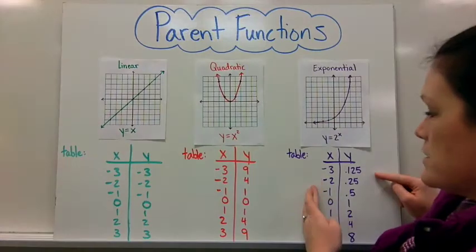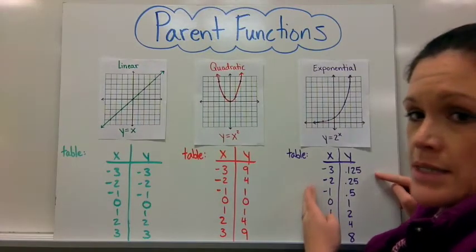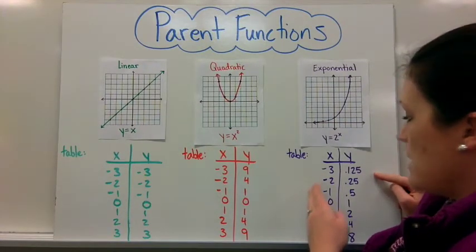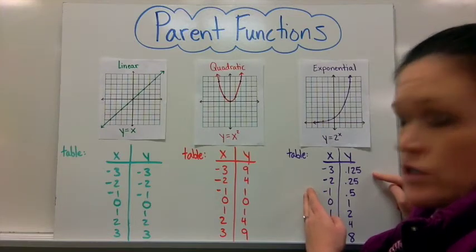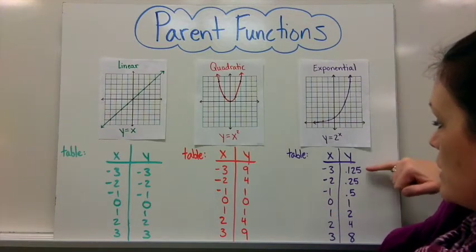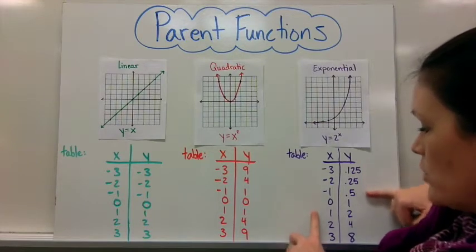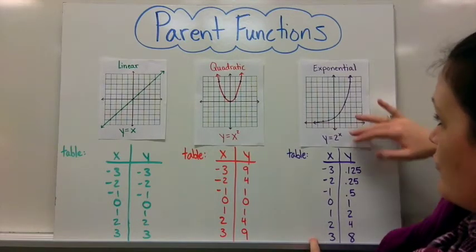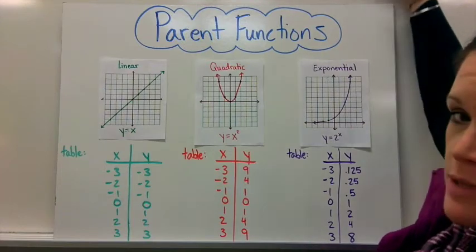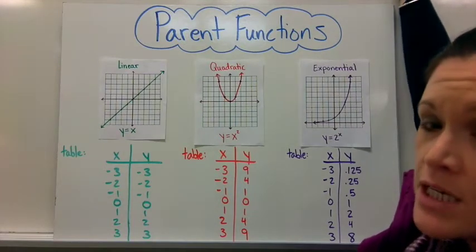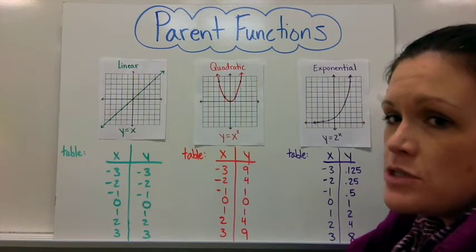And here, x is our exponent, hence the name exponential. So when x is the exponent, it's an exponential function. And when that is our exponent, it starts really little. But as x gets larger, notice the y gets larger. And after my graph, it would even get much, much larger very, very quickly. So this is the behavior of an exponential graph.